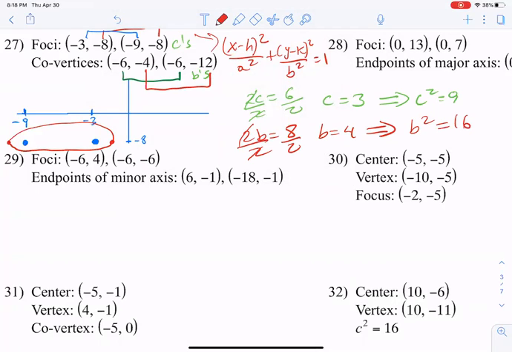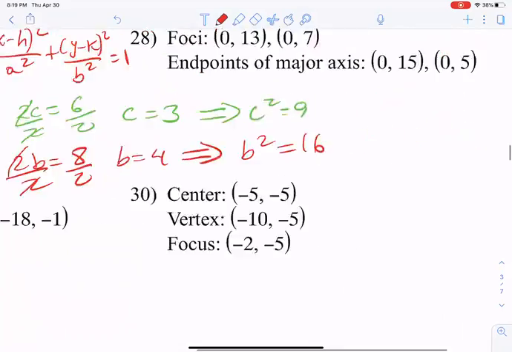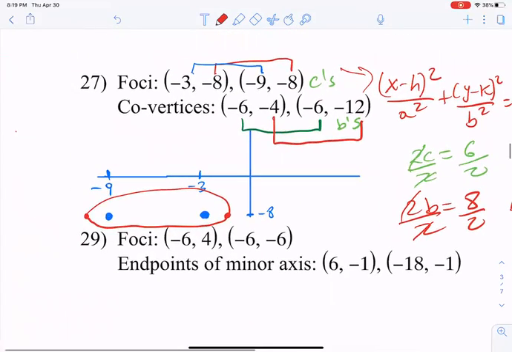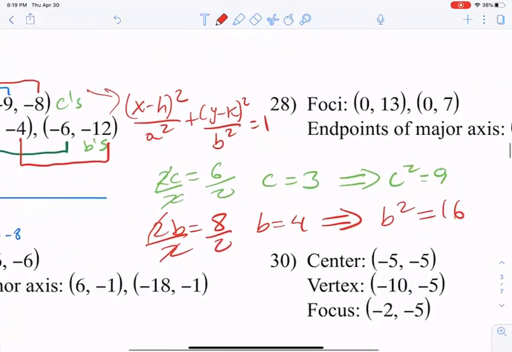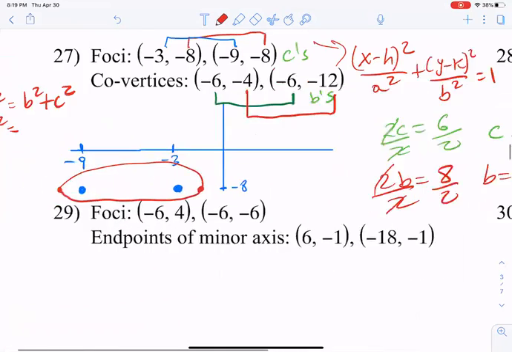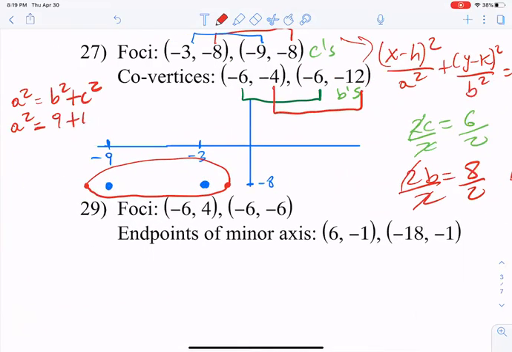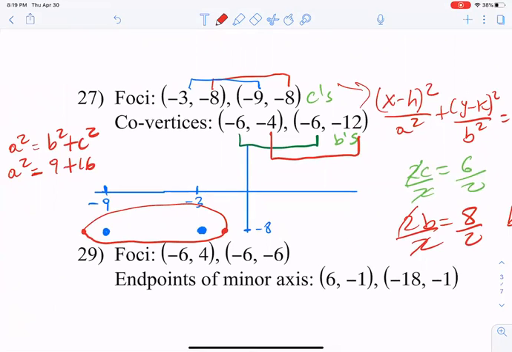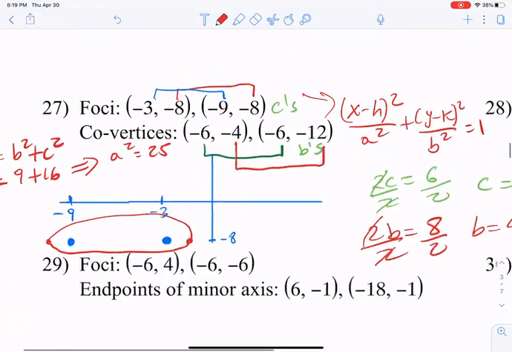Okay, so I have b squared, I have c squared. Now I can find out what's a squared really easily. I don't have enough room, so I'm going to write anywhere I can. a squared equals b squared plus c squared. What's a squared? That's what I'm looking for. b squared and c squared are 16 and 9 respectively. Addition is commutative, so it doesn't matter. So this implies that a squared equals 25. And I have my a value and my b value, and that's what I need for my equation.